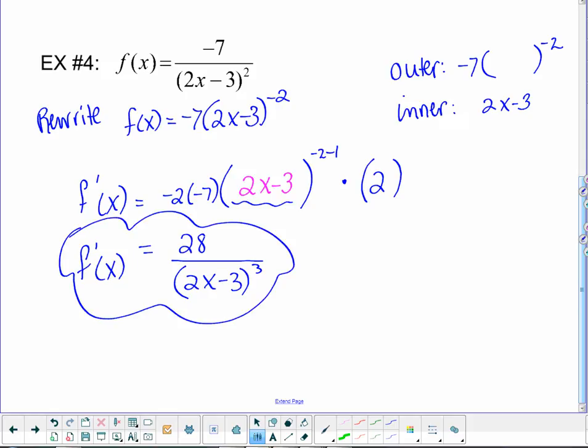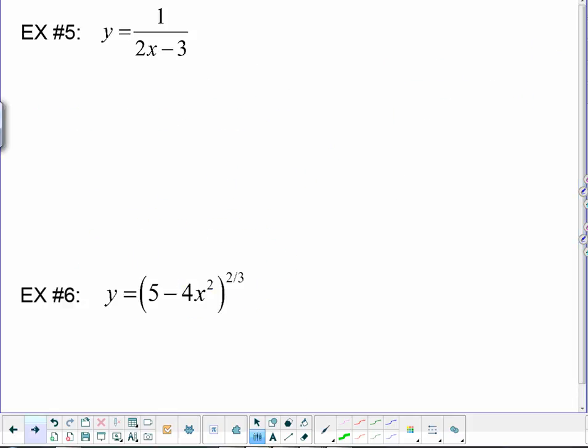utilizing the chain rule. I just have a lot of practice for us. Okay, rewrite this. Maybe hit pause, see if you can rewrite this correctly.